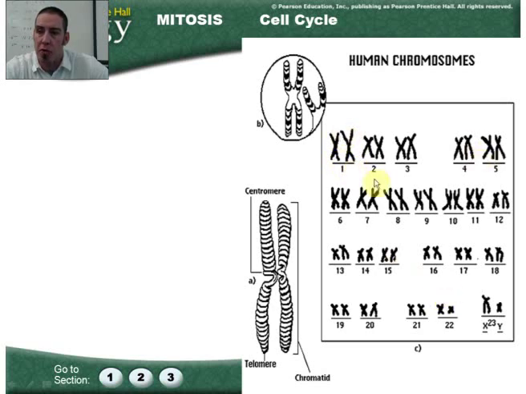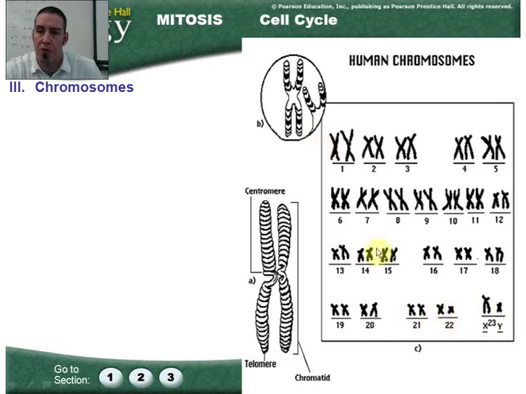Notice that as we move through this human karyotyping, the sets of chromosomes or the homologous pairs of chromosomes get smaller. And right down here, this is our X and Y chromosome. This is a male human karyotyping because we have an X chromosome and then a smaller chromosome here, which is the Y. Humans have 23 pairs.